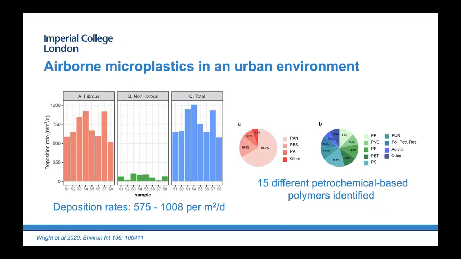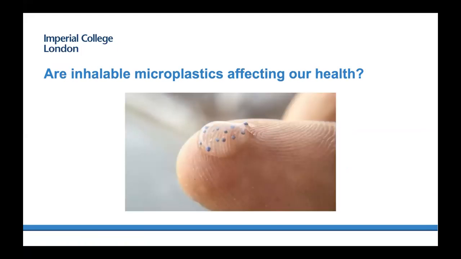Recently in London, we made some detailed analysis of the presence of either fibrous microplastics or non-fibrous. You can see the fibrous type dominate, but of those, when we undertook the chemical analysis, we found up to 15 different petrochemical-based polymers being present. So again, this is an area that's emerging. We haven't got sufficient information on it yet, but we certainly need to do some more research. With the question in mind, are inhalable microplastics, of course, affecting our health?